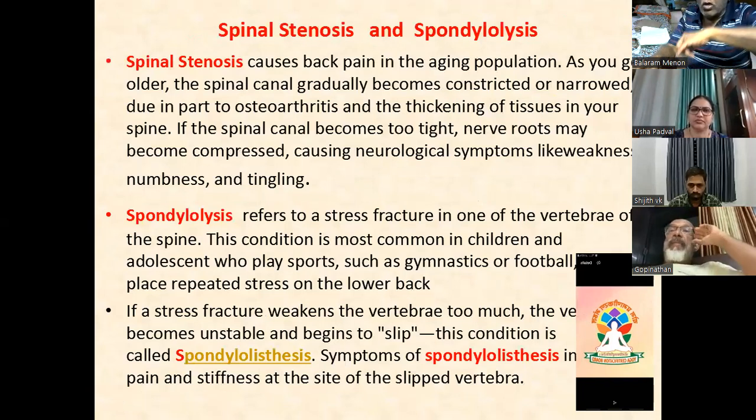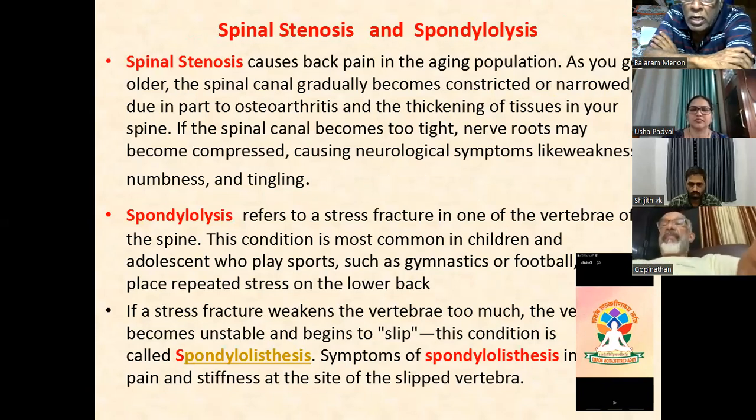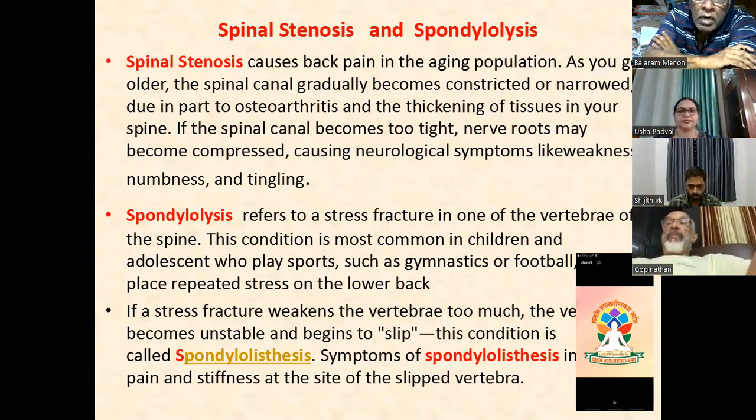Spinal stenosis causes back pain in the aging population. As you get older, the spinal canal gradually becomes constricted or narrowed due in part to osteoarthritis and the thickening of the tissues in your spine. If the spinal canal becomes too tight, nerve roots may become compressed, causing neurological symptoms like weakness, numbness, and tingling.